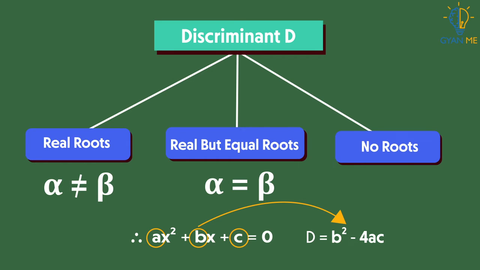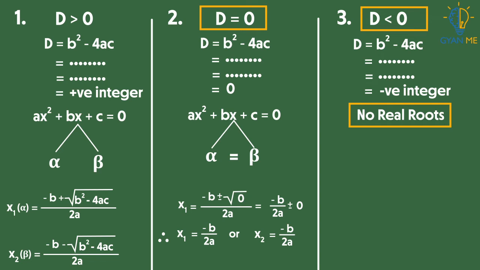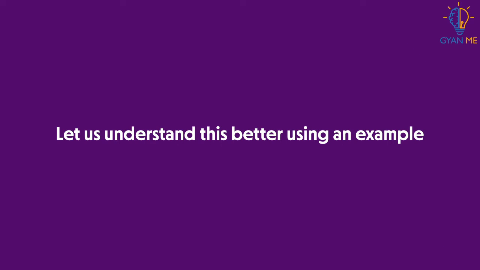values of D. If D turns out to be a negative integer, that is, if it is less than 0, the quadratic equation will have no real roots. If it is equal to 0, then the equation will have roots but both will be equal. That is, root alpha will be equal to beta. And if D is a positive integer, that is, it is greater than 0, the equation will have two real and different roots.